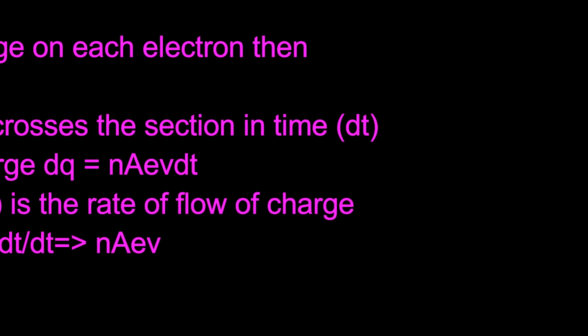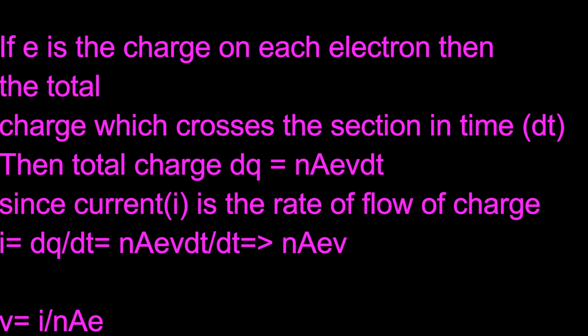Then if e is the charge on the electron, the total charge which crosses the section in time dt, represented by dq, is equal to n multiplied by A multiplied by e multiplied by v multiplied by dt. Since I is the rate of flow of charge, current I is equal to dq by dt, which comes out to be equal to n A e v, and hence we get the value of drift velocity as v is equal to I divided by n A e.